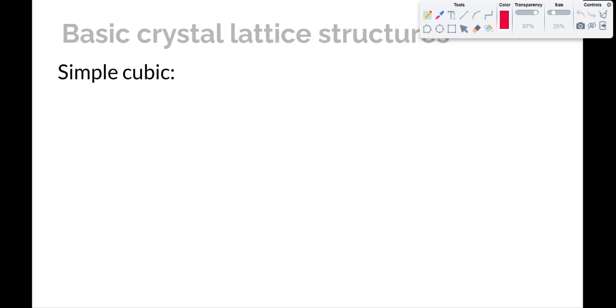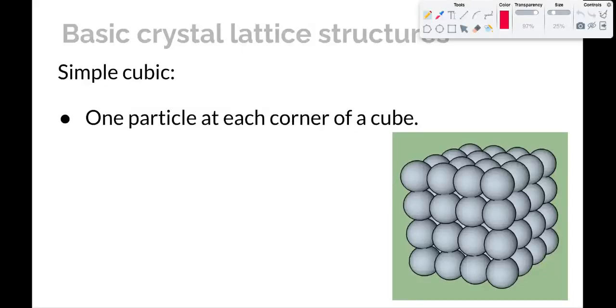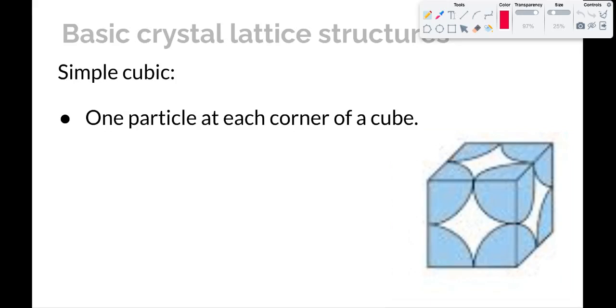The most simple one of these is called a simple cubic. In a simple cubic, there is one particle at each corner of a cube. So this is a view of what we call a unit cell. This is like the simplest repeating unit in that simple cubic structure.